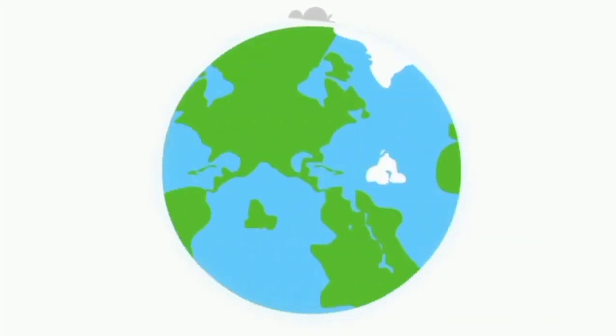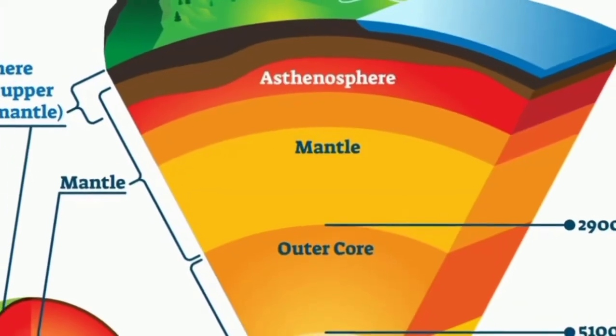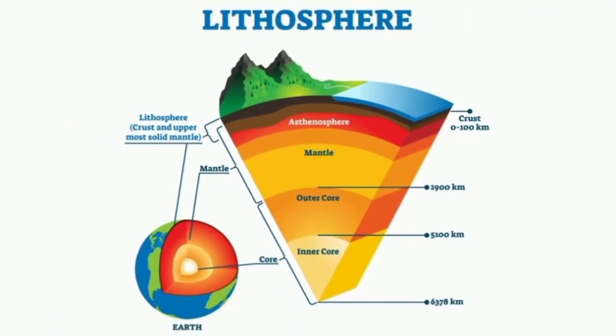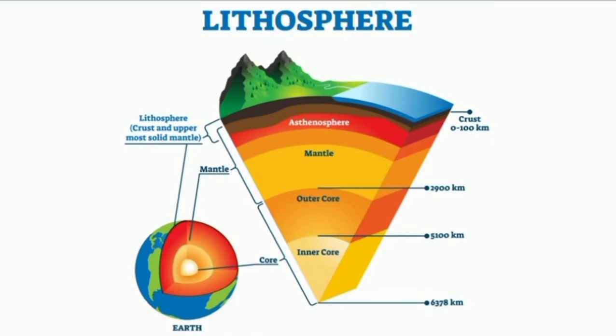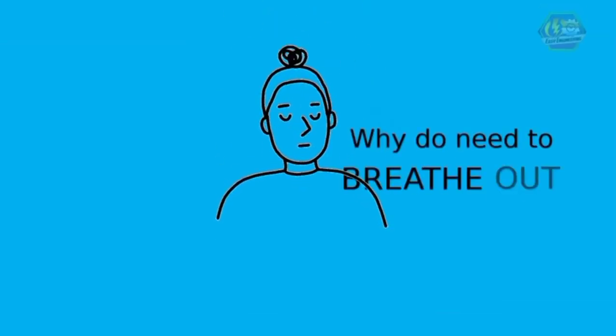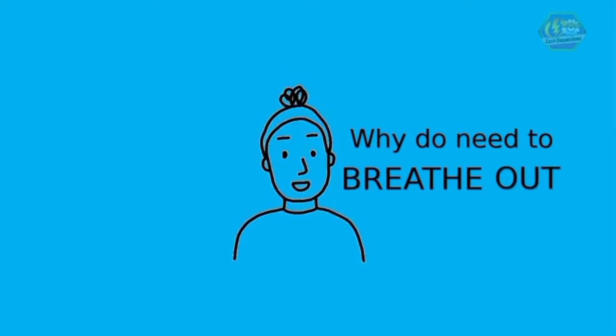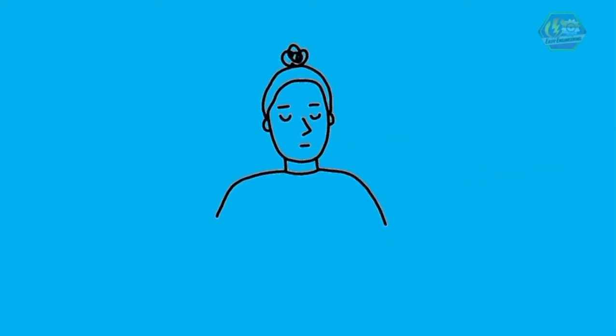Where do we find oxygen on Earth? The largest reservoir of Earth's oxygen is found in the lithosphere. Silicate and oxide minerals of the crust and metal make up large portions of the lithosphere and contain oxygen. Why do we need to breathe in and breathe out? Let's dive in and find out.